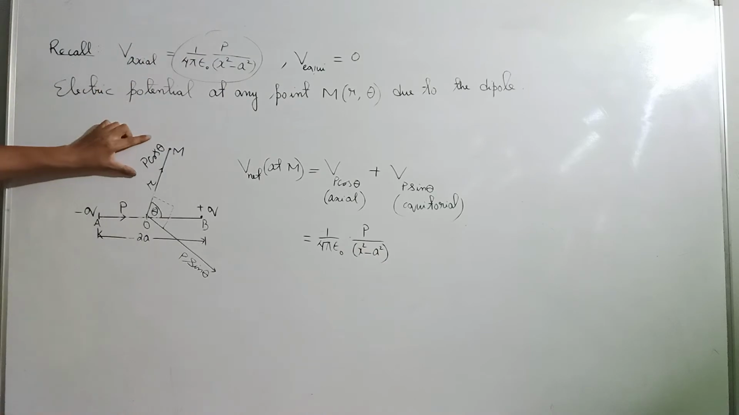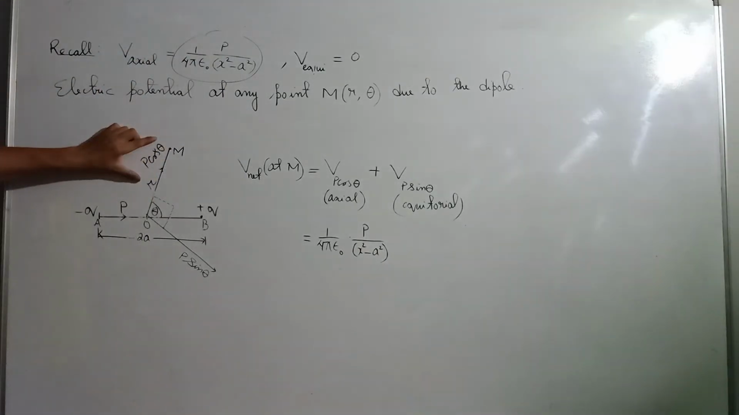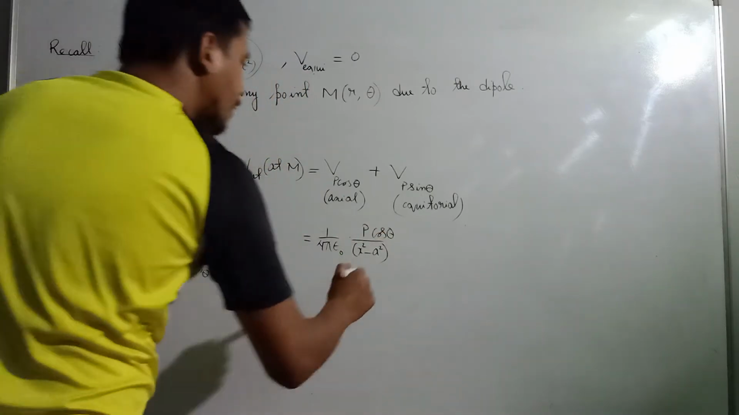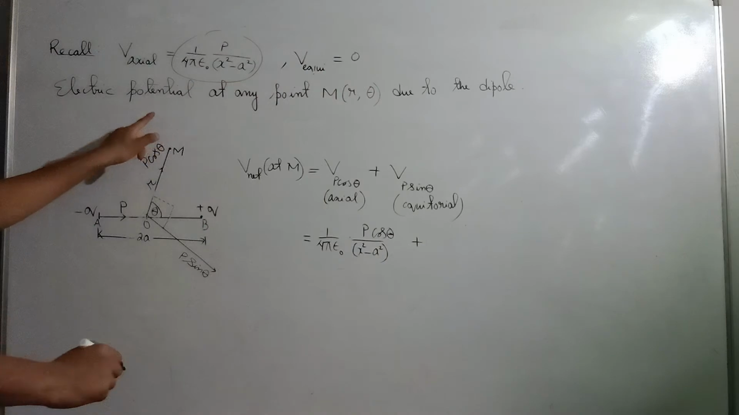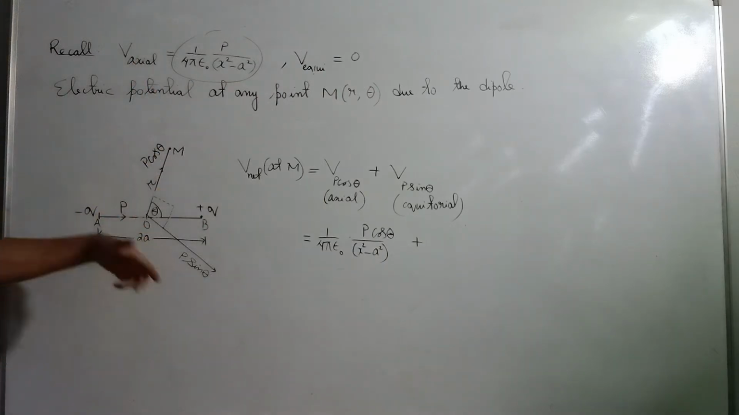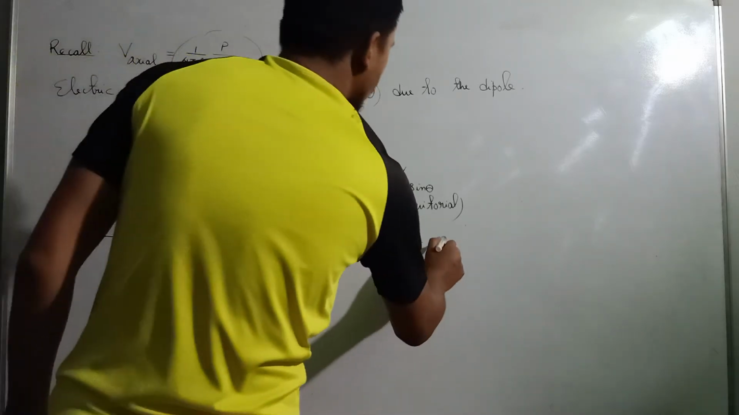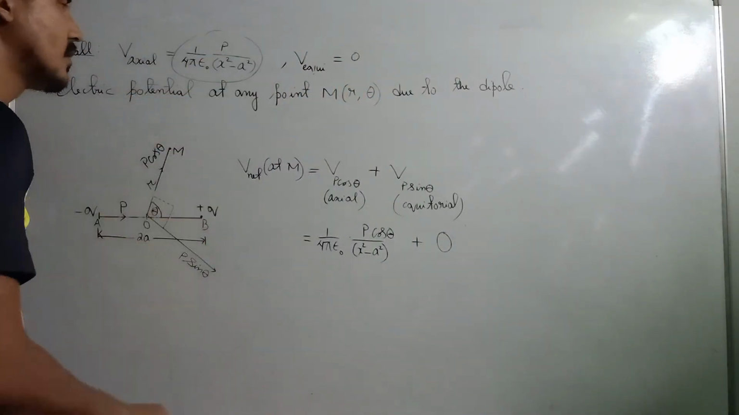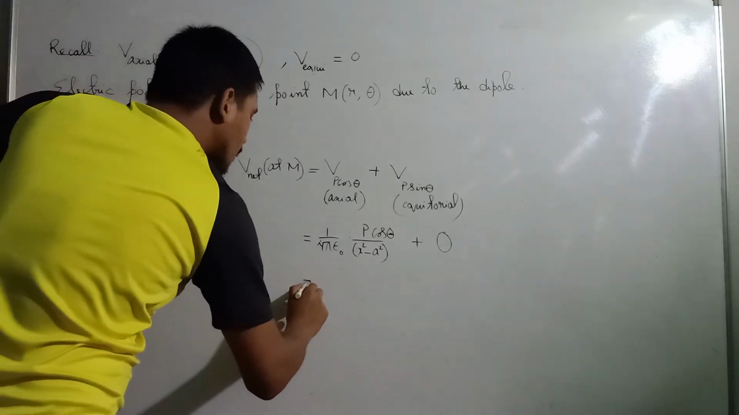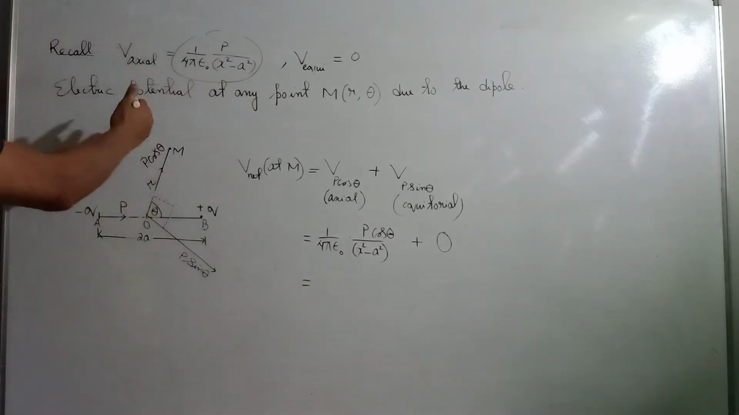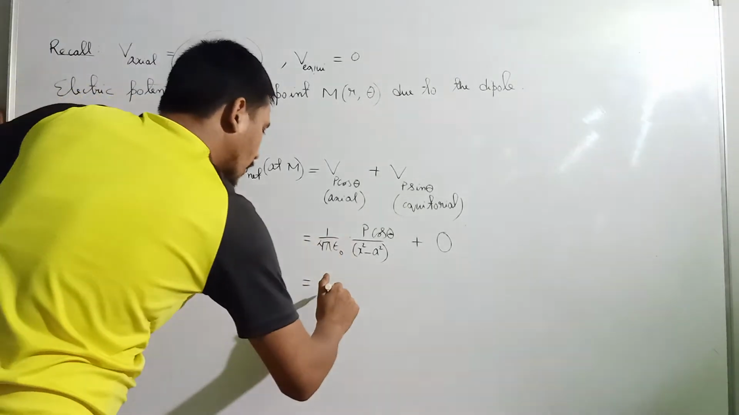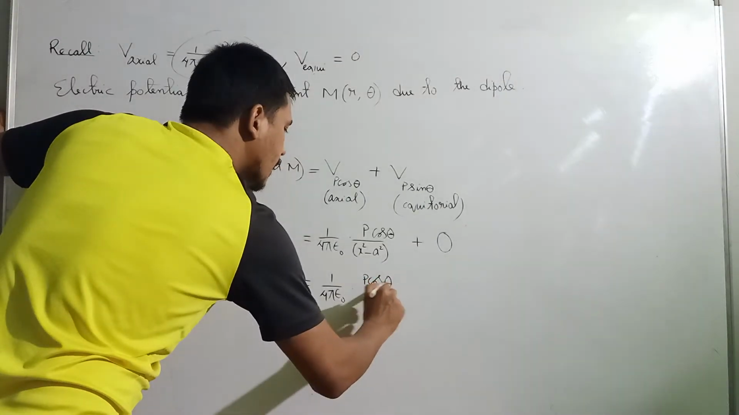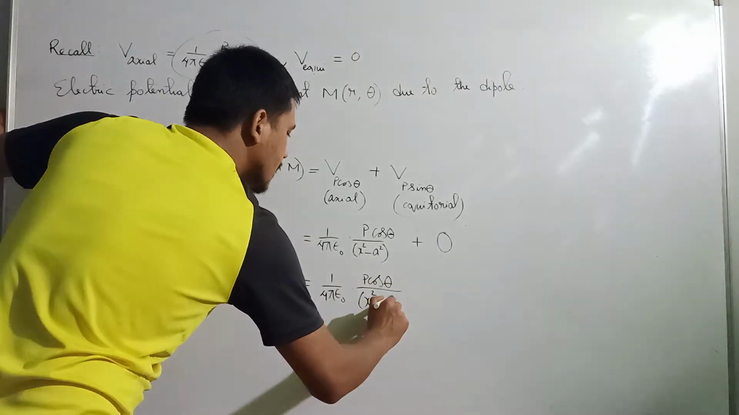But this time, what is your dipole here? Not only P, it is P cos theta. So you have to write P cos theta, right? Plus the potential at point M due to this dipole P sin theta will be 0. Why? Because M is on the equatorial line, and we already know that the potential at any point on the equatorial line of the dipole is 0. So your net potential at M due to the dipole will be only 1 by 4 pi epsilon naught times P cos theta upon x square minus a square.